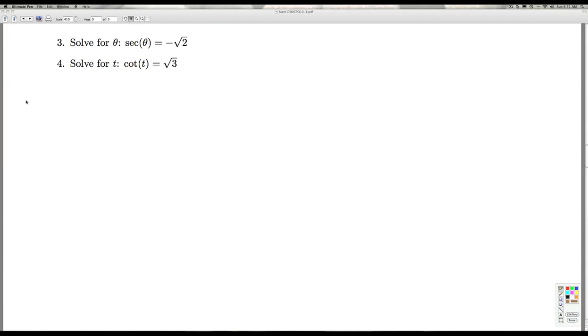And number 4, we're asked to solve for t. Cotangent t is radical 3. Normally when we use the variable t, we're talking about real numbers here, but once again, real numbers correspond to angles measured in radians. So where is the cotangent of t positive? Well, cotangent is positive in quadrant 1, as well as quadrant 3.